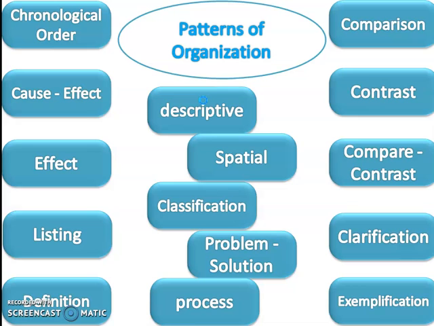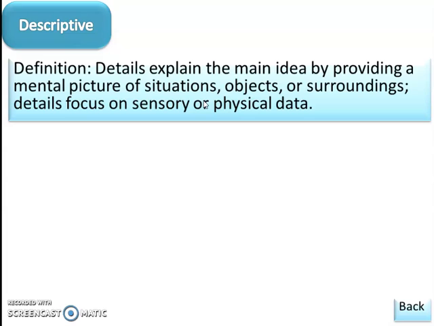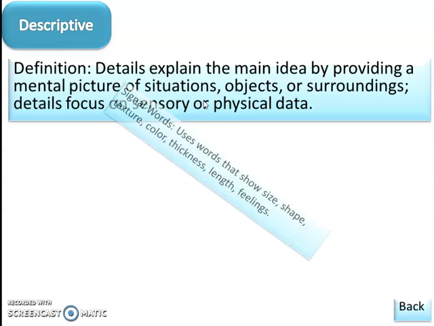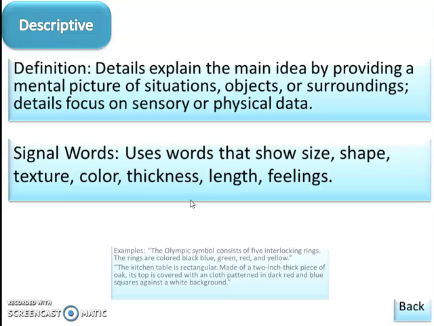Descriptive. Usually we find descriptive in sentences or even in paragraphs, and the purpose is to try to provide a mental picture of a situation, object, or surroundings. He's giving us details about what we're watching or about the picture that he has in front of him. So he's trying to explain by providing a mental picture. How do we know that this is description? Usually he uses words showing size, shape, texture, color, thickness, length, or even feelings.